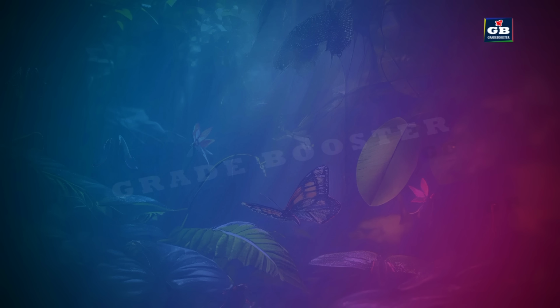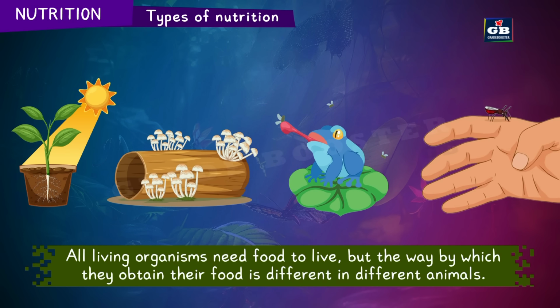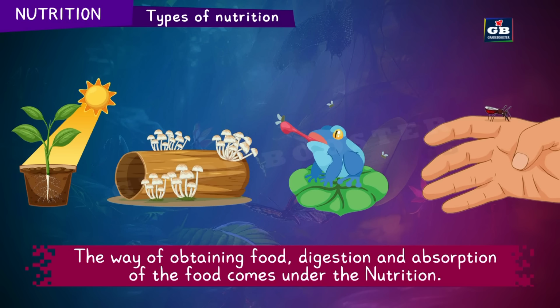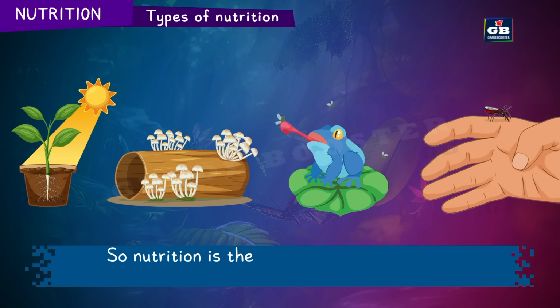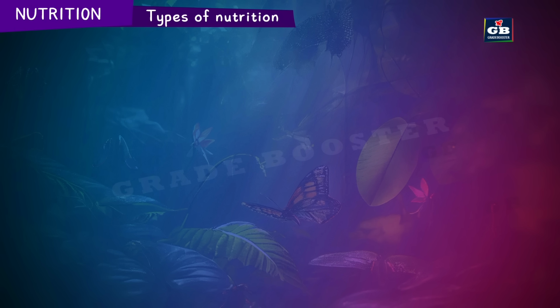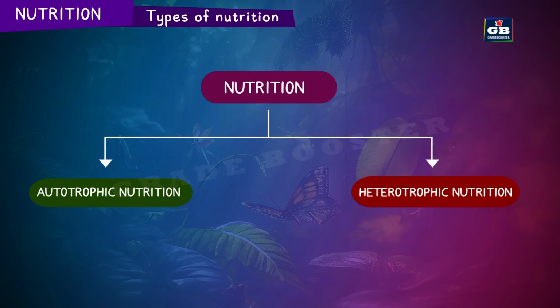Nutrition. All living organisms need food to live, but the way by which they obtain their food is different in different animals. The way of obtaining food, digestion, and absorption of food comes under nutrition. So nutrition is the first and most important life process. Types of nutrition. 1. Autotrophic nutrition. 2. Heterotrophic nutrition. Let us see autotrophic nutrition.